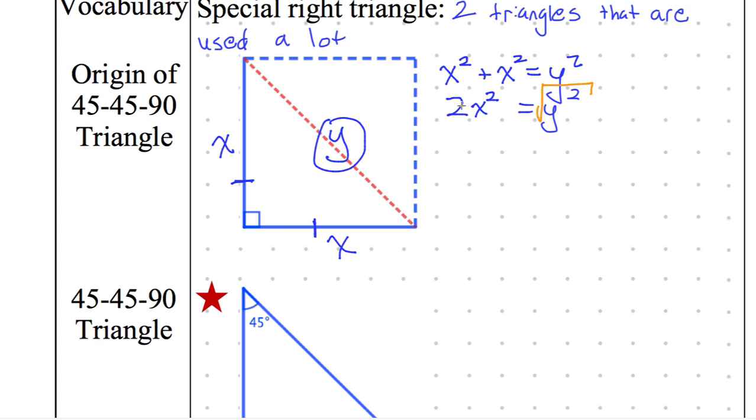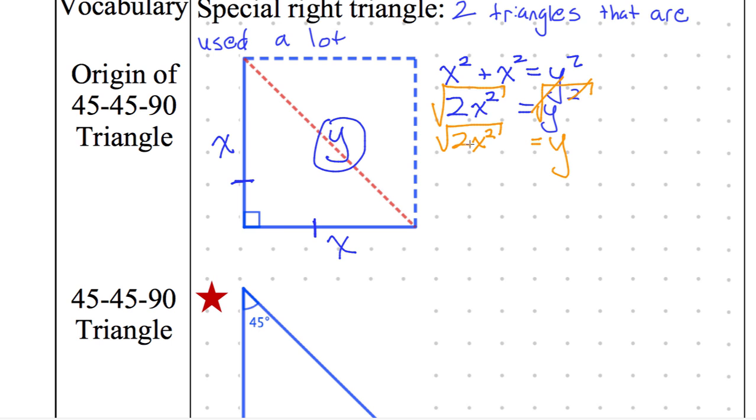Write it down in your notes. We're square rooting both sides. And now I have y by itself, because the square root and square cancel each other out. And I now just have the square root of 2x squared. I can simplify this even further.